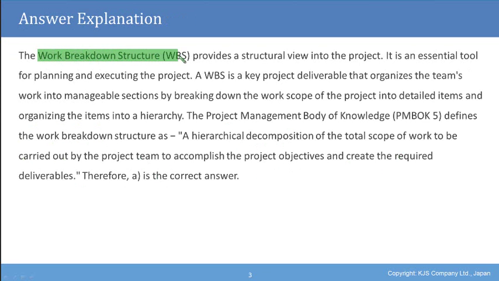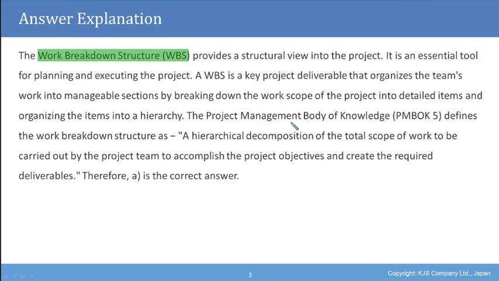The work breakdown structure, or WBS, provides a structural view into the project. It is an essential tool for planning and executing the project. A WBS is a key project deliverable that organizes the team's work into manageable sections by breaking down the work scope of the project into detailed items and organizing the items into a hierarchy.